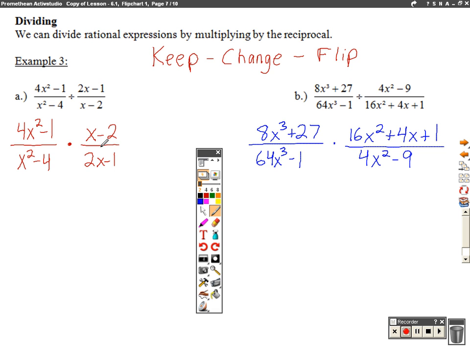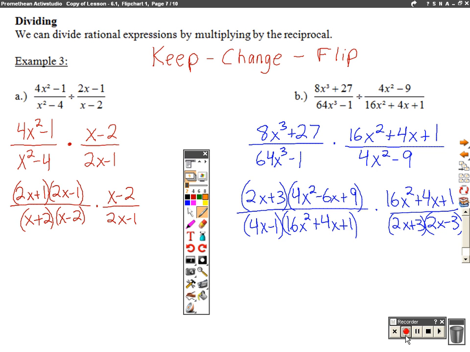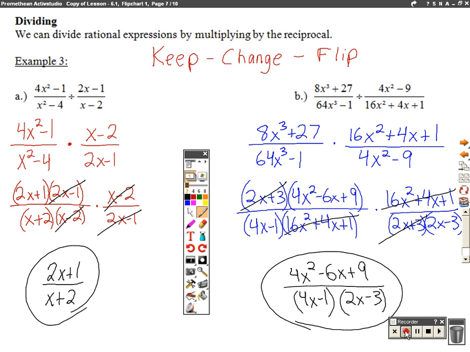We do all the factoring first. Then I cancel out common factors. So 2x minus 1's go, x minus 2's go. That's it over on that one. Over on this one, 2x plus 3's go, the 16x squared plus 4x plus 1's go. And I think that's it. And then you just record what is left.